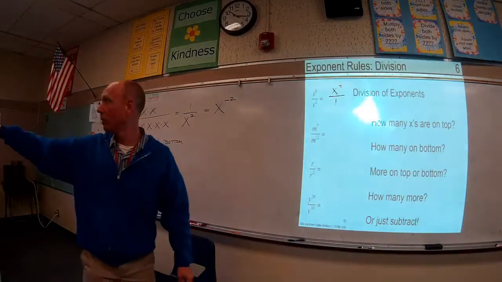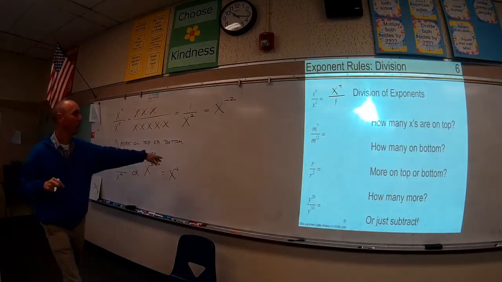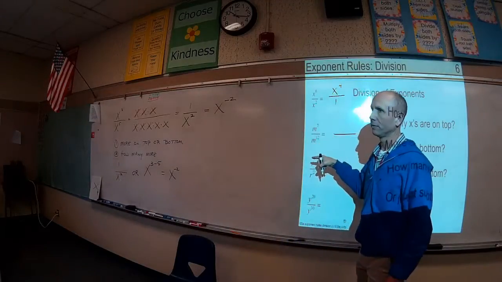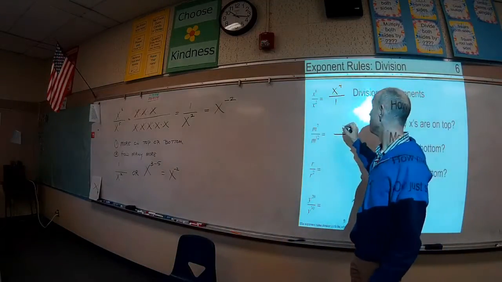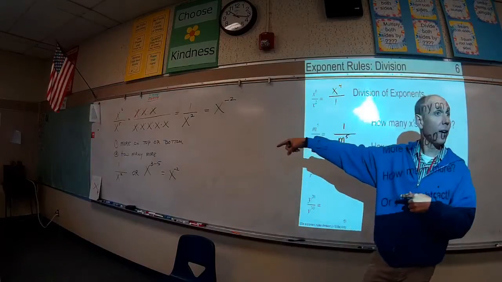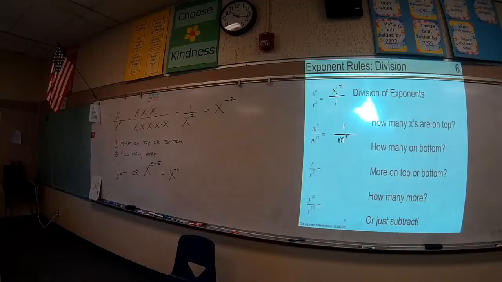Ask yourself the question. Are there more on the top or the bottom? How many more? Bottom. So you're going to have 1 over m to the 5th. That's what you have after doing the question, correct? More on the top or the bottom. Good. Now, IXL doesn't want that, so make IXL happy. Fix it. Everybody fixes it.